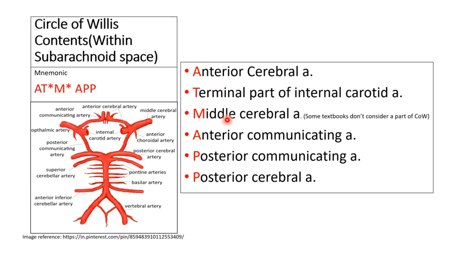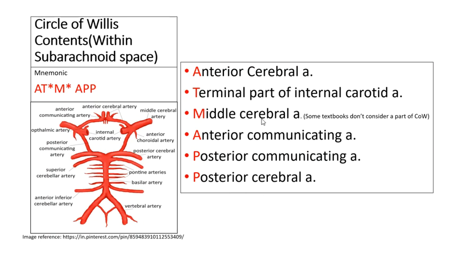There is a reason, because a lot of textbooks would say that the middle cerebral artery is not a part of the circle of Willis, which is true in a sense, because it's actually outside the circle of Willis, which is considered like this one here, the one that I'm right now showing you. So the anterior terminal part of the internal carotid artery, middle cerebral artery, and then anterior communicating, posterior communicating artery, and the posterior cerebral artery. All these are part of the circle of Willis.